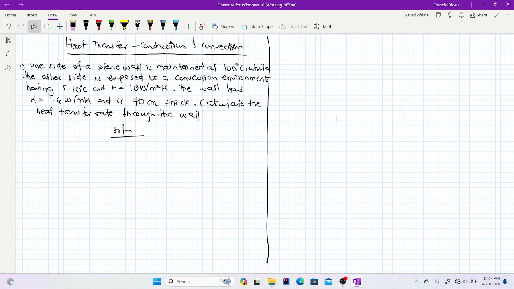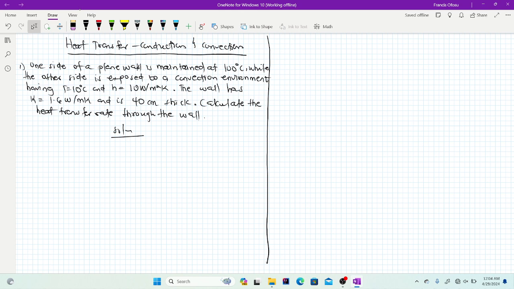In this video, we'll be looking at heat transfer, which consists of both conduction and convection. Now we know that convection involves the heat transfer between a solid surface and a fluid, either a gas or a liquid. And conduction involves only solids.